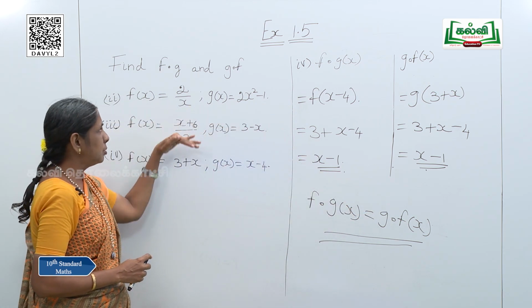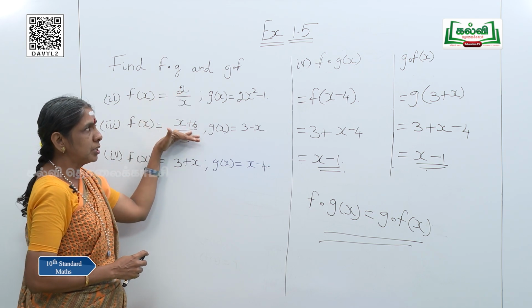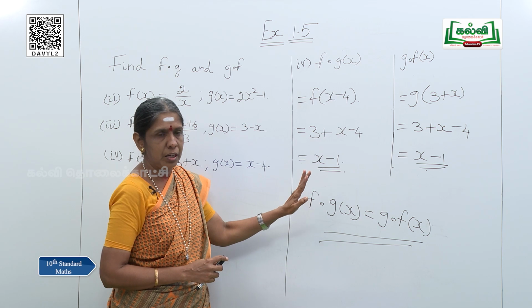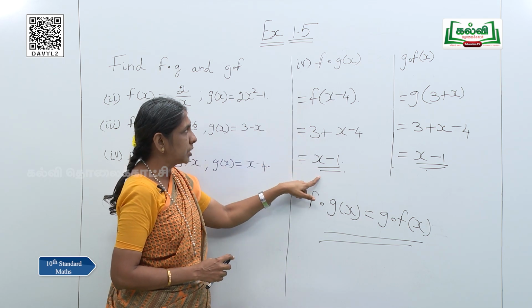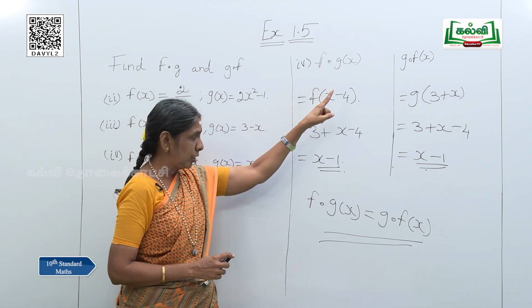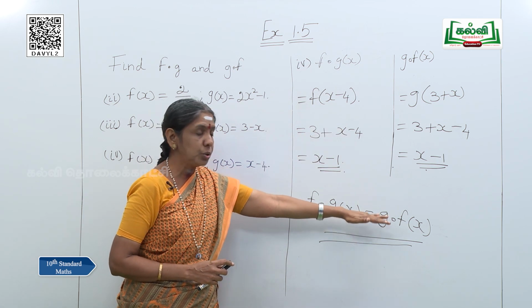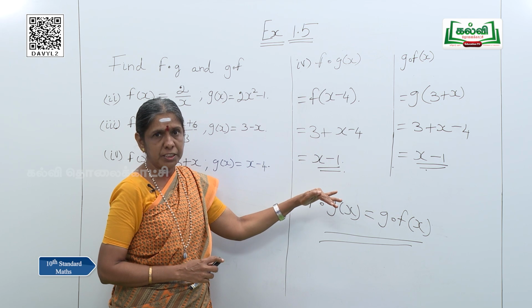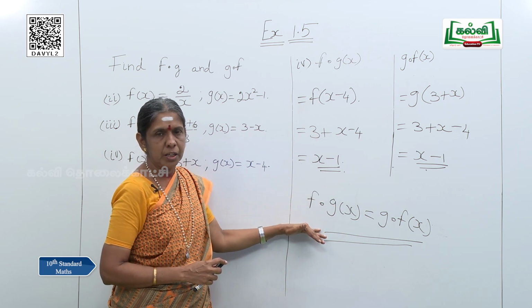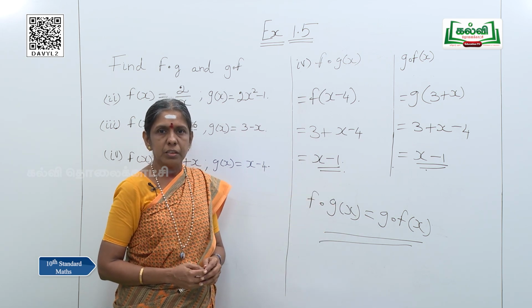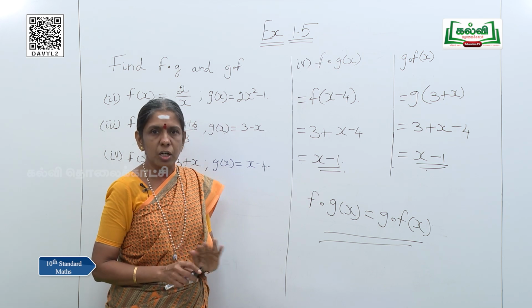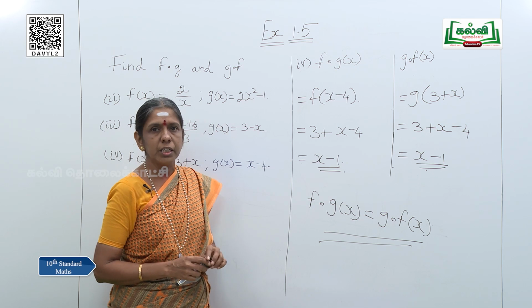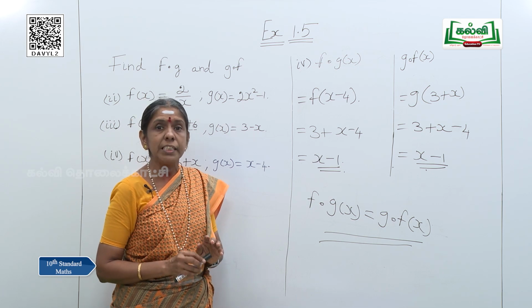So, in these three sums, we saw that in the first two sums, f dot of g of x and g dot of f of x are not equal. But in the third sum, we are seeing that f dot of g of x is equal to g dot of f of x in this particular sum. So, what do you conclude? Composite functions are not commutative. That is, f dot of g of x is not equal to g dot of f of x in general.